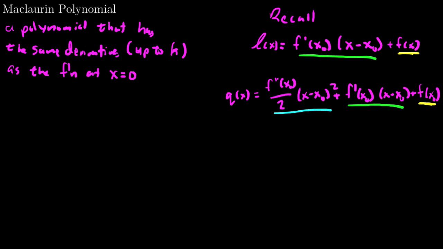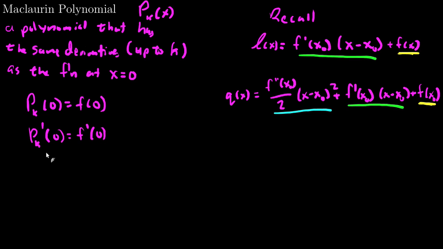But what this means, so if my Maclaurin polynomial is p sub k of x, that's the kth degree Maclaurin polynomial, this requires that p sub k of 0 is going to equal f of 0. P sub k prime of 0 is equal to f prime of 0. The first derivatives match up. The second derivatives match up. And all the way down to a stopping point of the kth derivative, evaluated at 0.